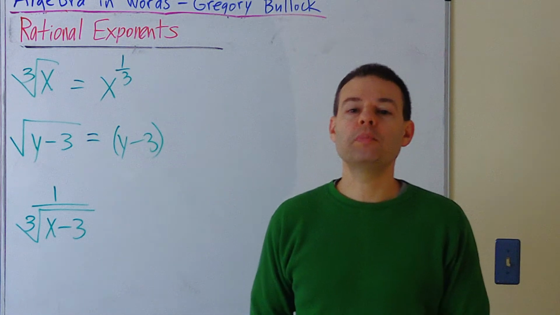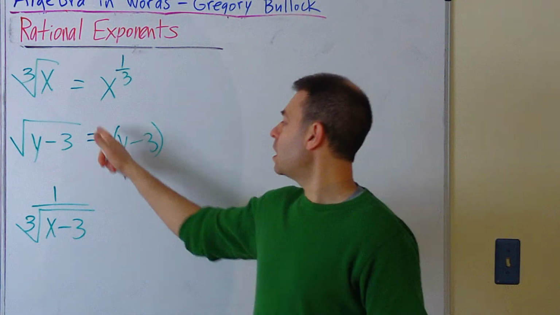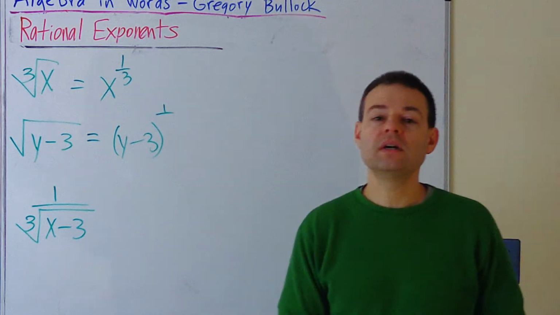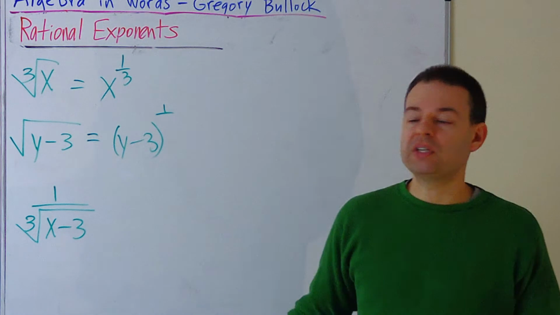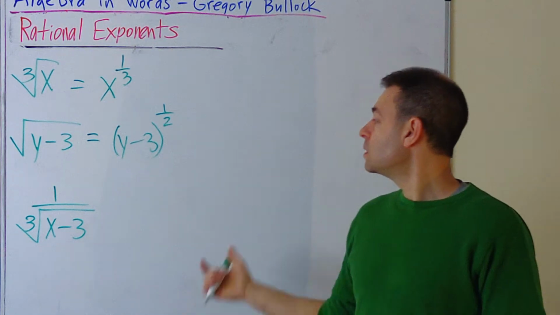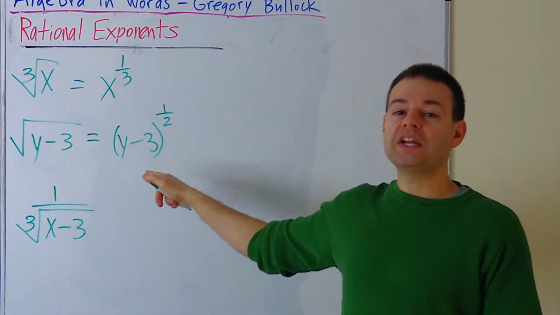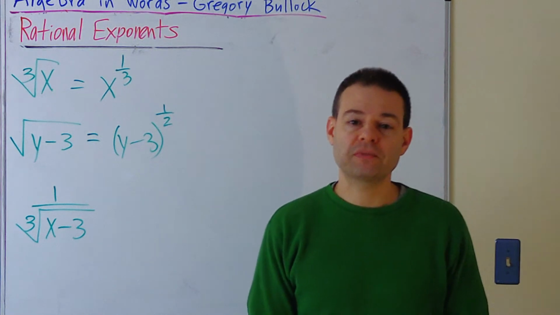And now, what will be the numerator and denominator of the rational exponent? Well, we have an unwritten power of 1, so the numerator will be 1. And what is the root? The root is an unwritten 2, so it will be 2. And the problem is done. The square root of y minus 3 equals the quantity y minus 3 raised to the power of 1/2.